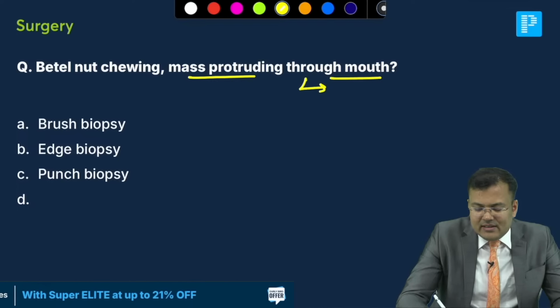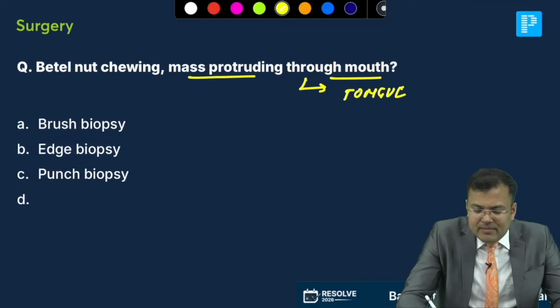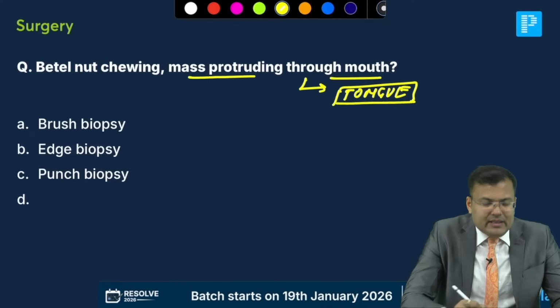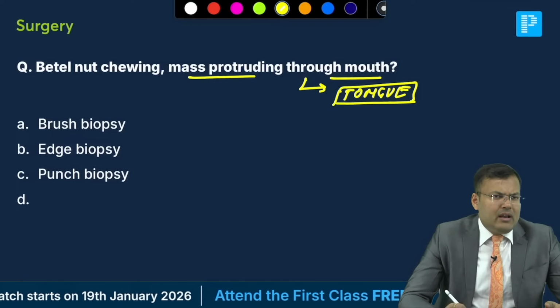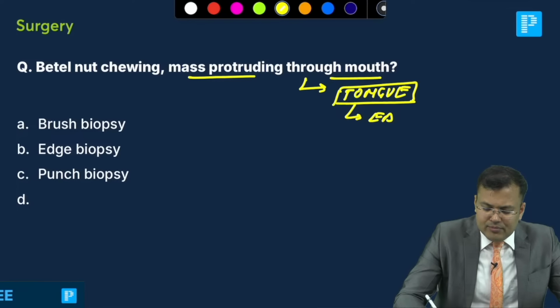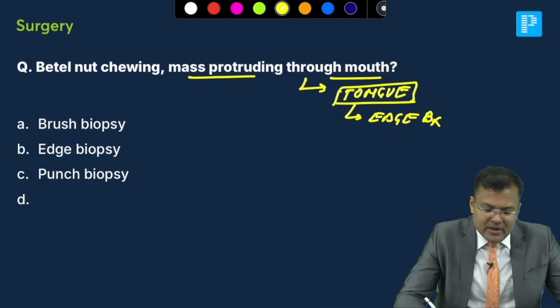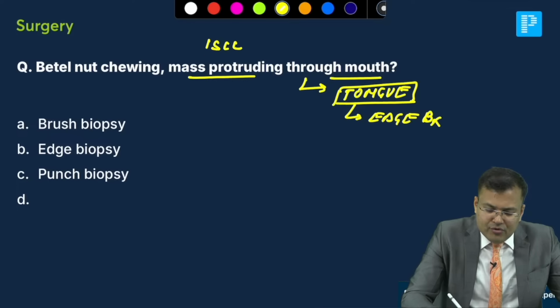Somebody was telling that sir, the mass was arising from the tongue. So there is a malignancy arising from the tongue. In this case, which kind of biopsy should be done? Guys, whenever a patient has an oral cavity malignancy, in these cases we go for edge biopsy. What is the investigation of choice? We go for edge biopsy. So this is squamous cell carcinoma of the oral cavity.